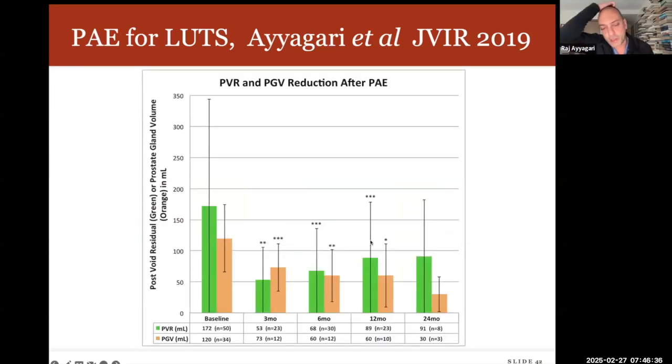And then we looked at reduction in gland volume and the post-void residual. You can see the post-void residual went from like 175 down to like the 80s, 90s maybe. So about a half reduction in that. And then, like I said, the gland volume, we started out at 120, and we saw a pretty nice reduction in that as well.